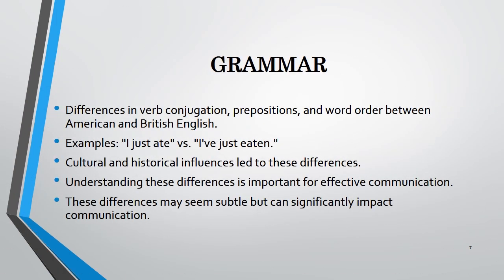Let's move on to differences in grammar between American and British English. Differences exist in verb conjugation, prepositions, and word order. For instance, an American might say, "I just ate," while in British English, the phrase would be, "I have just eaten." These differences may seem subtle, but they can significantly impact communication. It's essential to be aware of these differences to avoid misunderstandings.